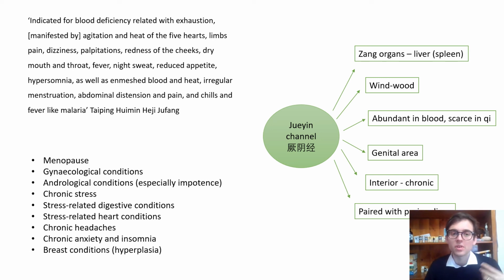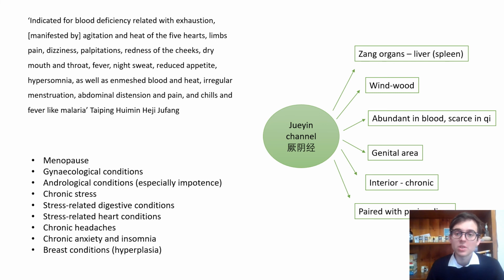Dry mouth and throat, fever, night sweats, reduced appetite, so the relationship between the liver and the spleen, of course, hypersomnia, as well as enmeshed blood and heat, irregular menstruation, so this one is an important one. It's extremely common to use Xiao San for menstrual disorders, abdominal distension and pain, so again, this is more internal problem. For Xiao it will be more muscle and tendon pain rather than abdominal pain. Chills and fever like malaria. Although again, I would say Xiao may be better for that.